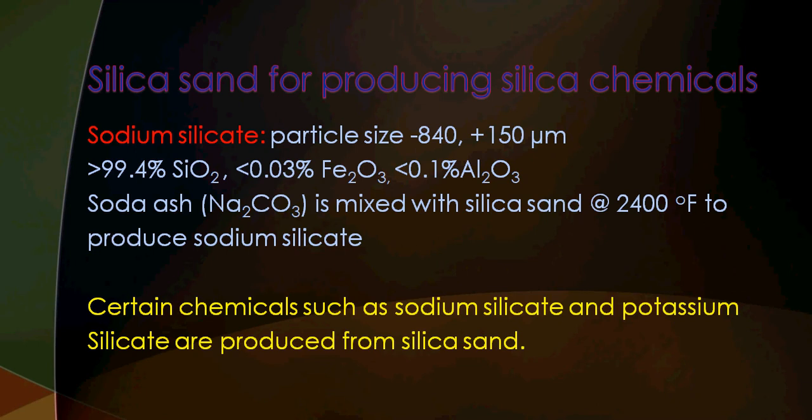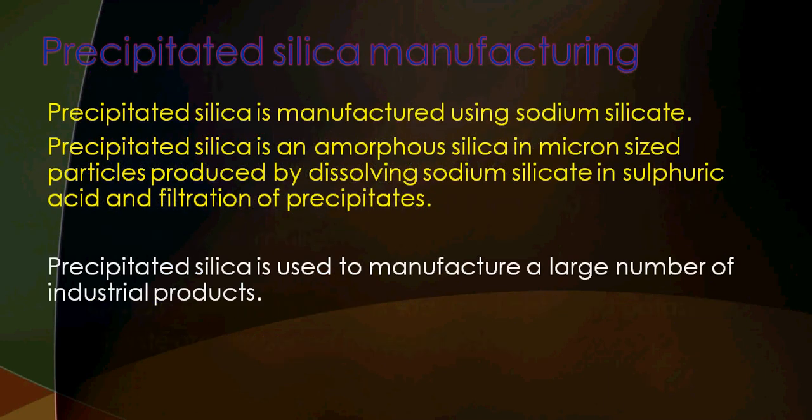Silica sand for producing silica chemicals. There are many silica chemicals which are produced from silica sand. One example is sodium silicate. For the production of sodium silicate, the particle size should be 840 micron plus minus 150 micron, and silica should be greater than 99.4%. Iron should be less than 0.03%, and alumina should be less than 0.1%. Soda ash is mixed with silica sand at 2400 degrees Fahrenheit to produce sodium silicate. Certain chemicals such as sodium silicate and potassium silicates are produced from silica sand.